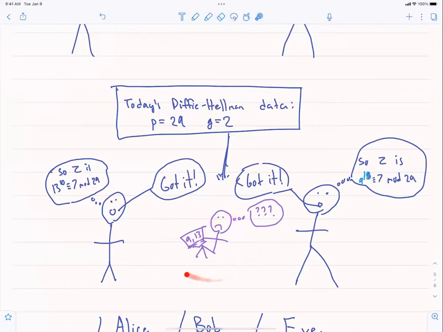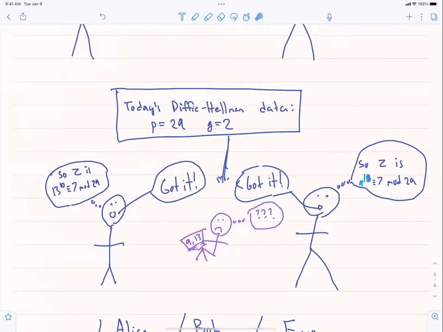And Eve is left sort of sad and confused. She was expecting him to maybe say something else and give away their secret, but they've already said everything they need to say. They both know 7, and there's no way for Eve to get this number 7.